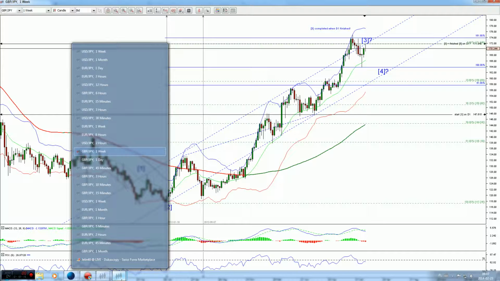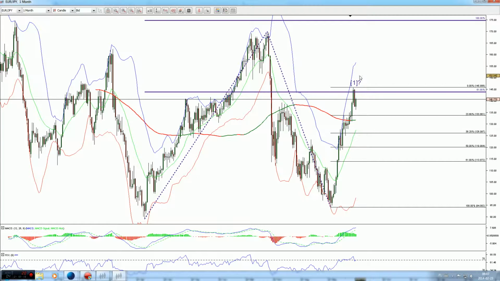Let's check the Euro Japanese yen. This is the monthly chart, monthly candle.